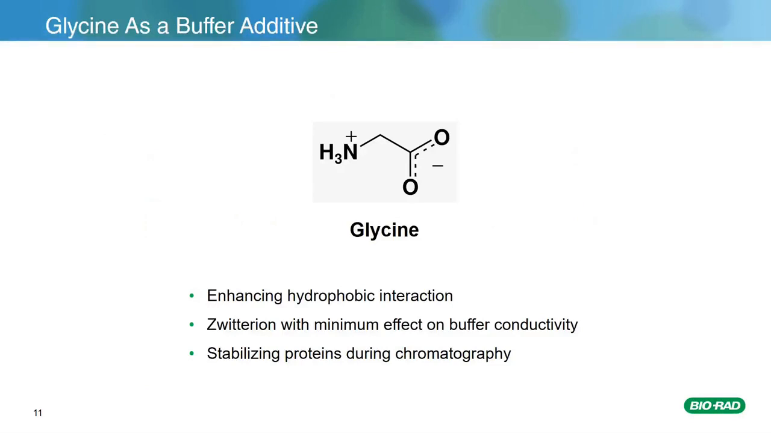As I mentioned earlier, glycine enhances hydrophobic interactions. We are all familiar with the use of high conductivity buffers to promote protein binding onto a hydrophobic resin with salts like ammonium sulfate or sodium chloride. However, glycine is a sweeter ion. It does not affect buffer conductivity much, and we will use only modest concentration of glycine in mixed mode chromatography. Glycine is also known for stabilizing proteins during purification.